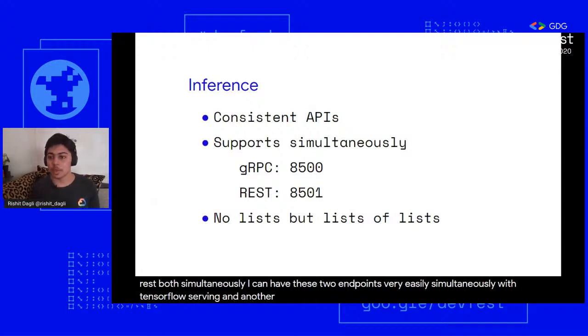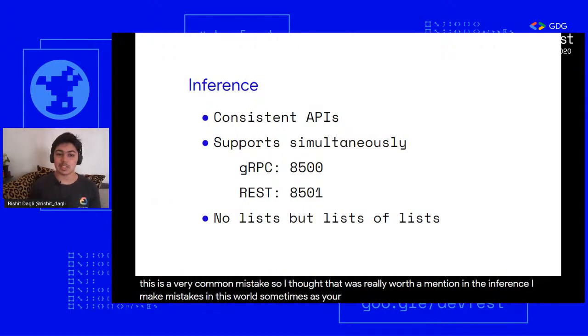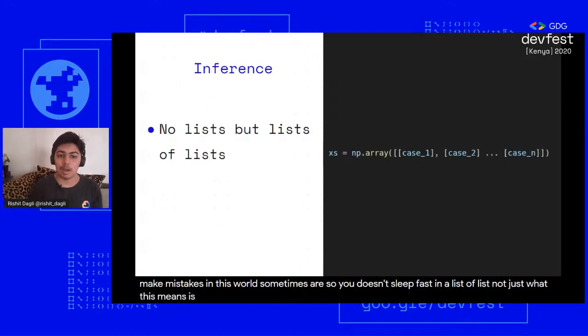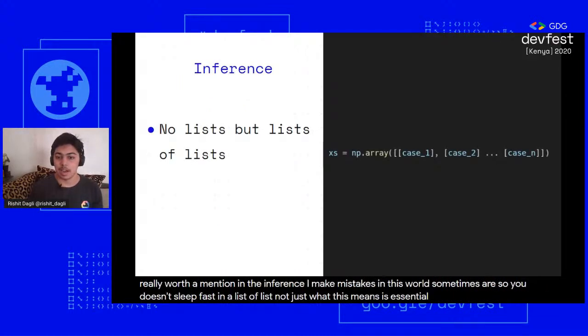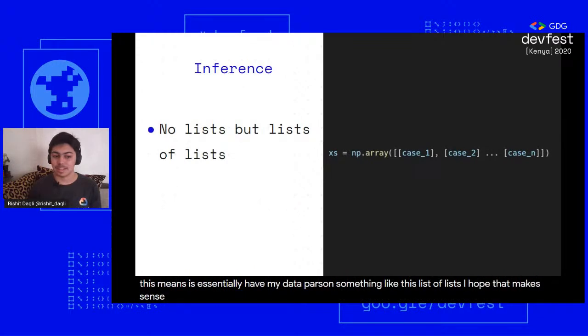Another thing which I want you to take a look at over here is a very common mistake. So I thought it was really worth a mention in the inference. I make mistakes in this part sometimes. You would essentially pass in a list of lists and not just lists. What this means is I would essentially have my data passed in something like this, lists of lists. I hope that makes sense.